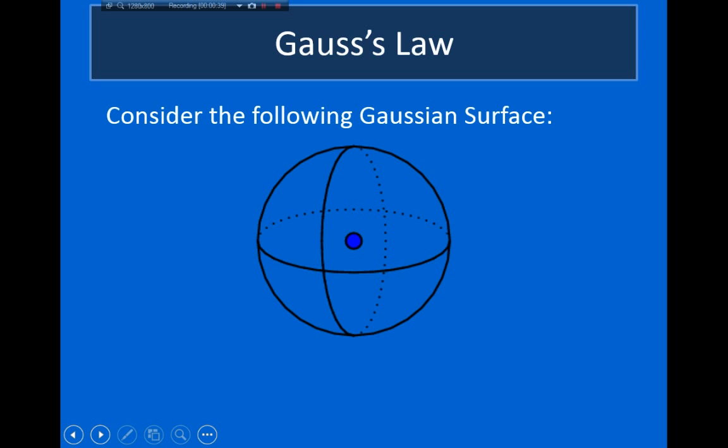So the trick to applying Gauss's law is that you always pick a surface so that the magnitude of the electric field is the same at every point on the surface, and the electric field is perpendicular to the surface everywhere.